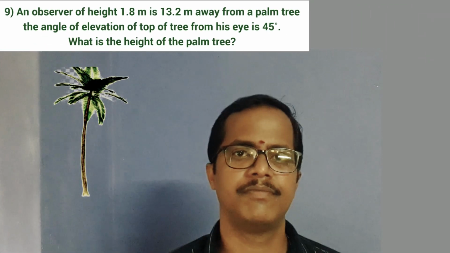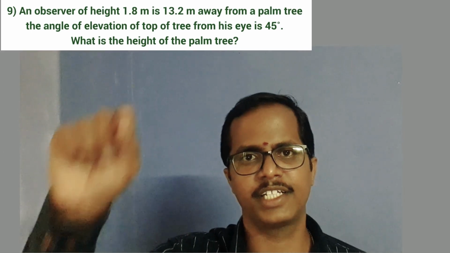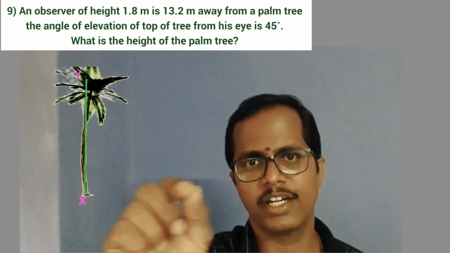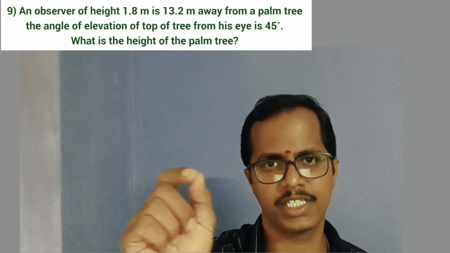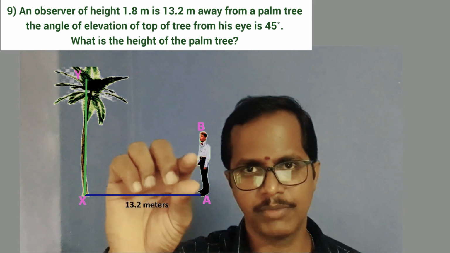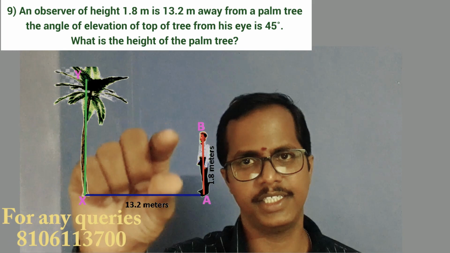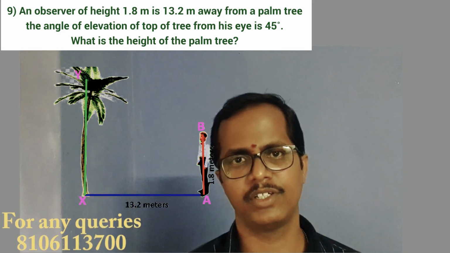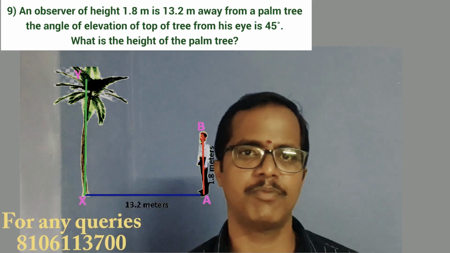Imagine the tree and represent its vertical height with a straight line XY, and on the ground at a distance of 13.2 meters away from the foot of the tree, the observer is standing there. Represent the observer's height with a straight line AB, and it is given as 1.8 meters. So label 1.8 meters, that is AB equals 1.8 meters.